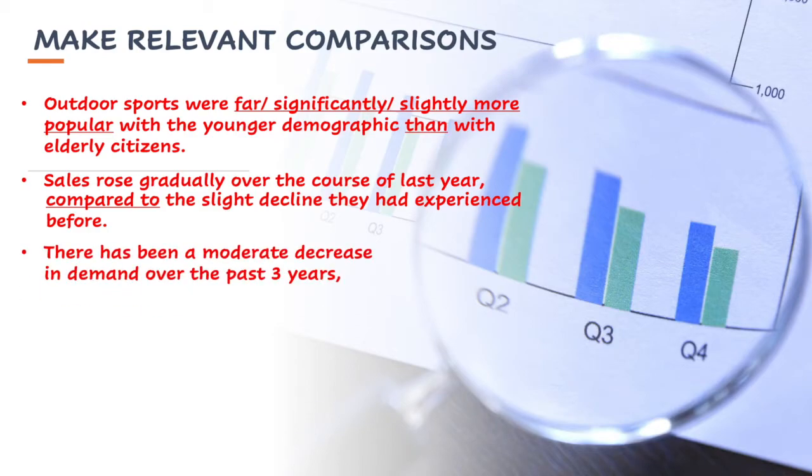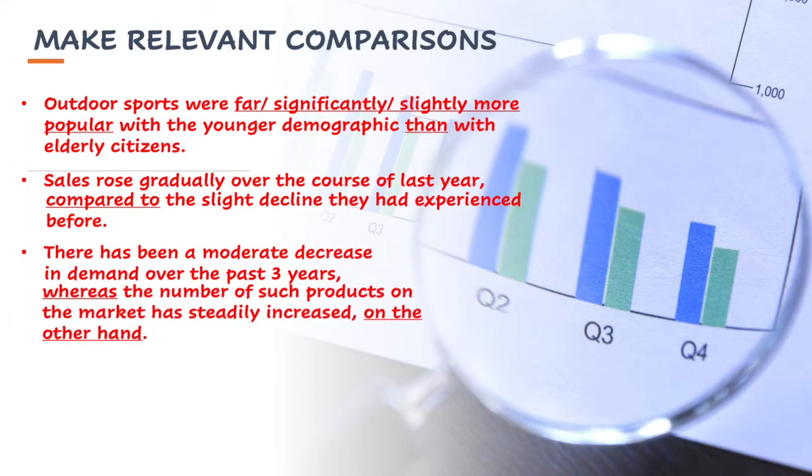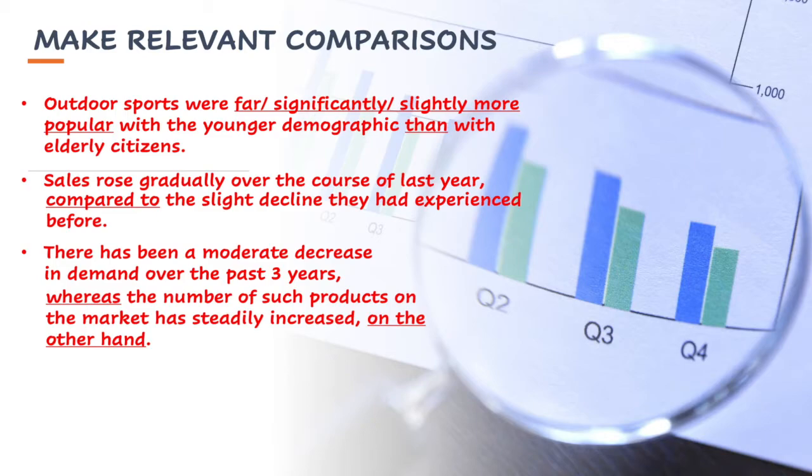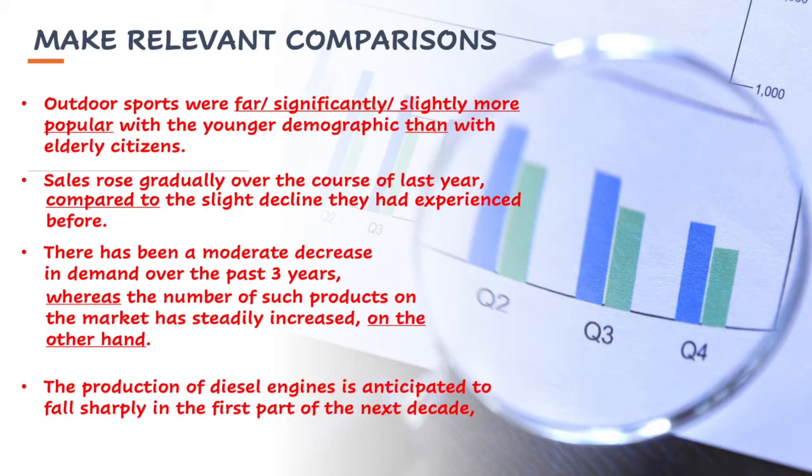Another sentence we've had a look at was there has been a moderate decrease in demand over the past 3 years. Wonderful vocabulary. Doesn't make a comparison. So I'm going to continue it by saying, whereas the number of such products on the market has steadily increased, on the other hand. And here's a third example that we looked at. The production of diesel engines is anticipated to fall sharply in the first part of the next decade. Once again, very impressive vocabulary, nicely phrased sentence, but it doesn't make a comparison. So I would have to connect it with something like contrary to its current upward trend.